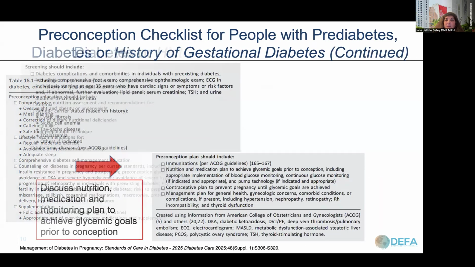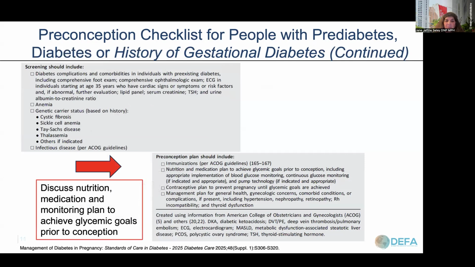And this is a continuation of that checklist. The other thing they discuss is start talking about nutrition, losing weight before they get pregnant, medication they might have to stop taking when they become pregnant, and what are the glycemic goals prior to conception. We want them to also start having lower blood glucoses, so when they become pregnant, it's easier to reach that goal of an A1C less than 6% from the get-go.